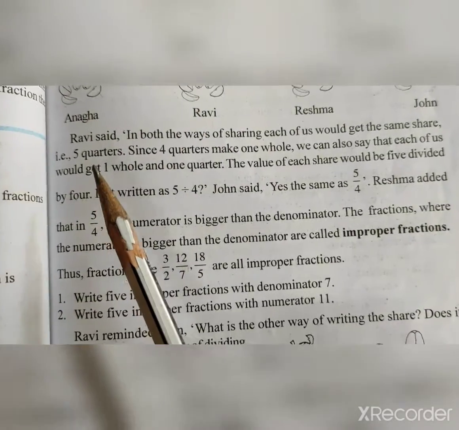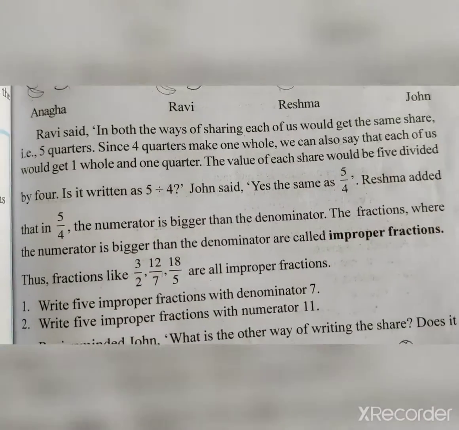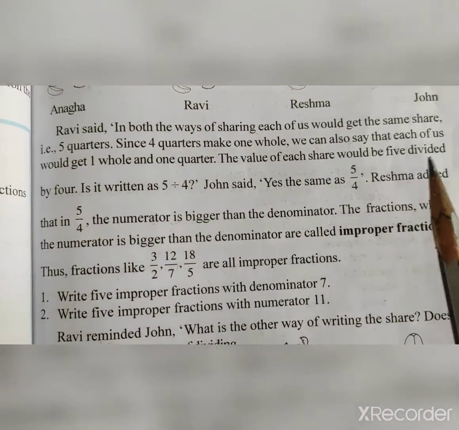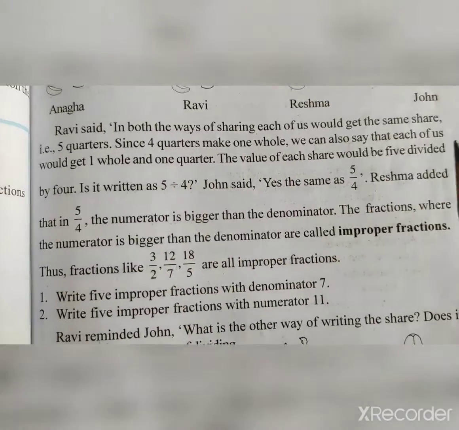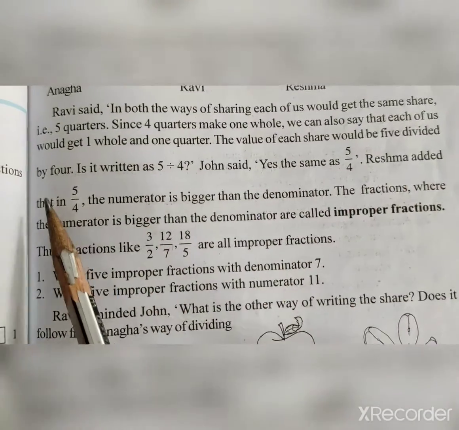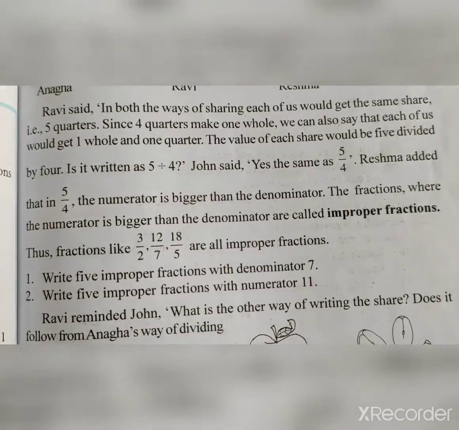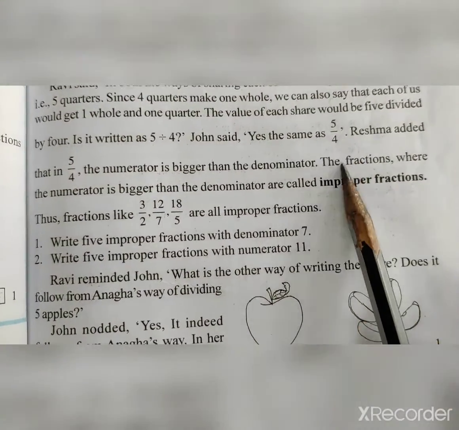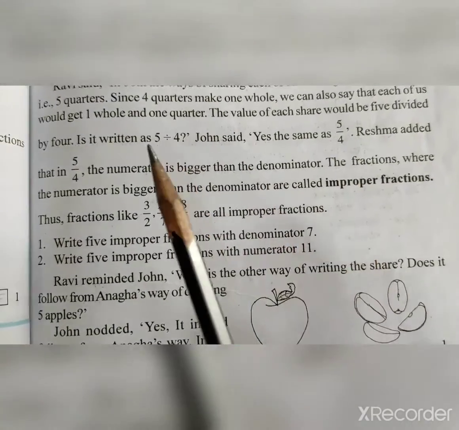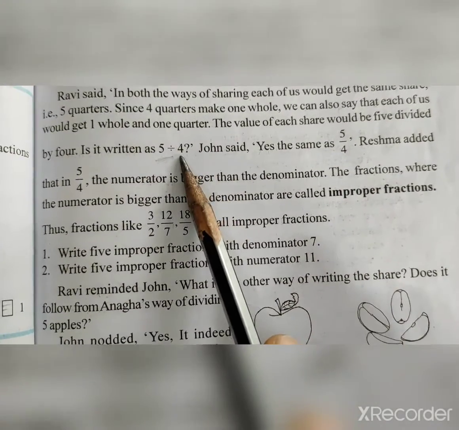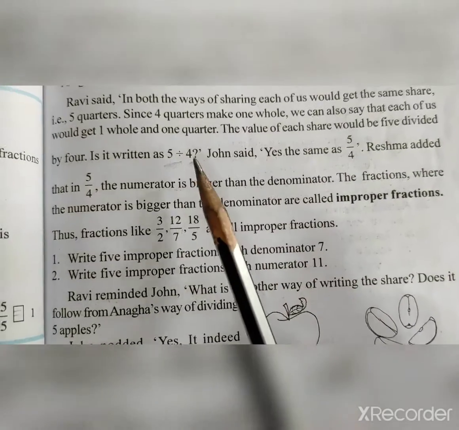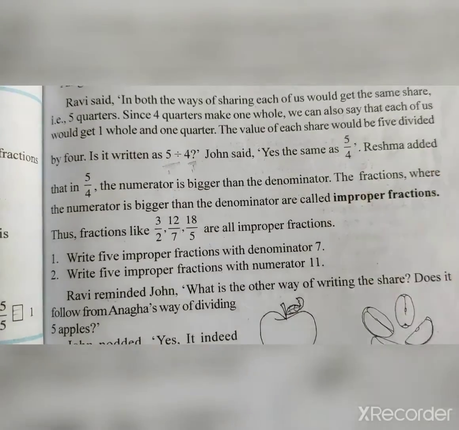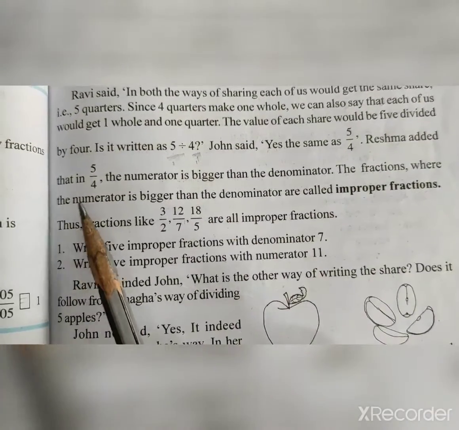Ravi said in both the ways of sharing, each of us would get the same share, that is 5 quarters. Since 4 quarters make 1 whole, we can also say that each of us would get 1 whole and 1 quarter. The value of each share would be 5 divided by 4, that means 1 whole part and then 1 quarter. So yes, the same is 5 by 4. So 5 slices, and from 1 apple we are getting 4 slices. So 5 slices divided by 4. Yes, the same as Reshma added, it is 5 by 4.